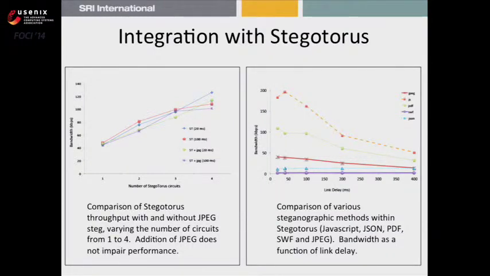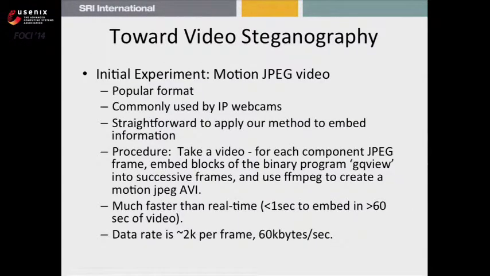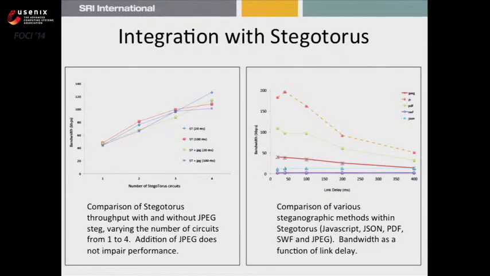I just want to mention we've integrated this with Stegotorus and done some comparisons. These results show up in the paper. Let me not shortchange this and just say that integrating with Stegotorus, the left-hand side there is, to me, a good sign that JPEG Steg doesn't seem to have much of an impact on the performance of Stegotorus. So that was a good thing to see.